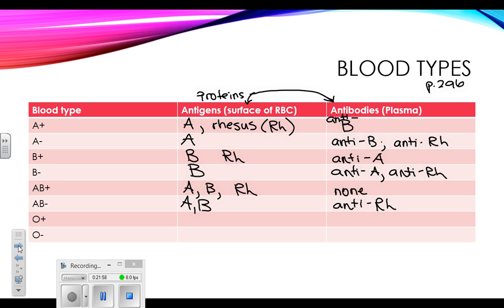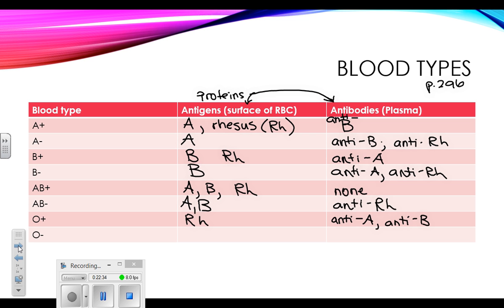Type O is sort of a weird blood type because it's the absence of things that defines it. Type O positive has the RH factor. That's it. O blood doesn't have A and doesn't have B antigens. There isn't an O antigen for it to have. Type O blood is the absence of the other two. So in the plasma, this person would have anti-A and anti-B.